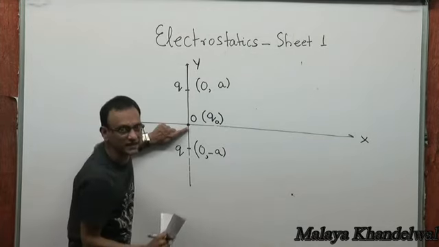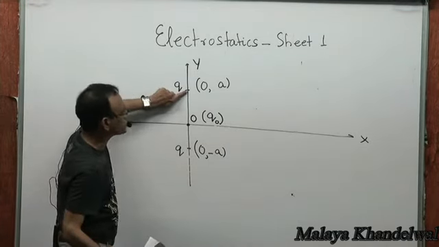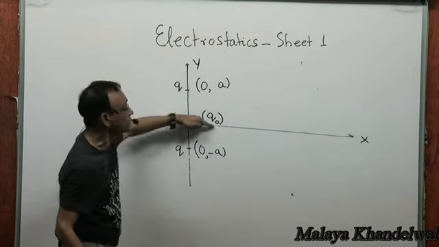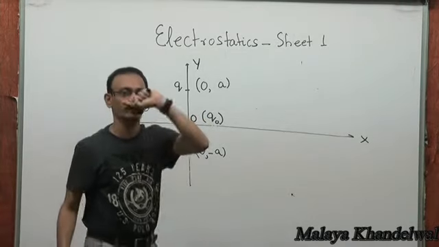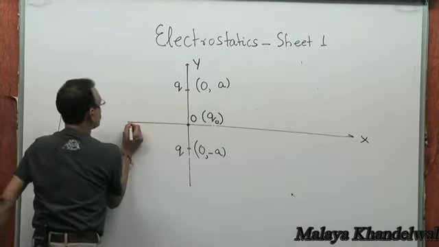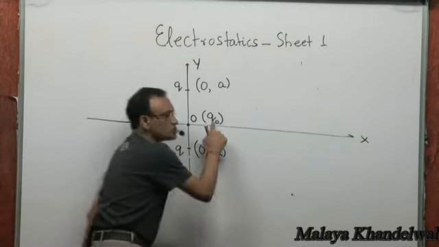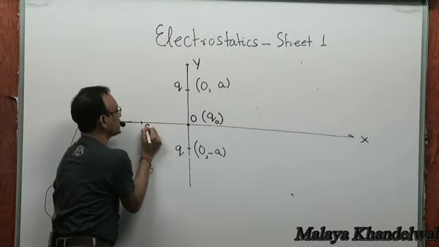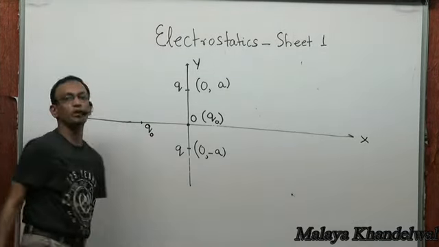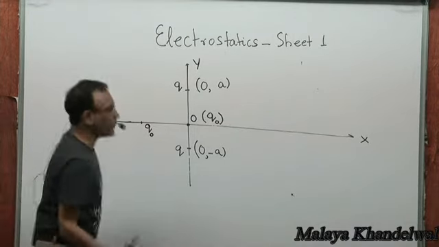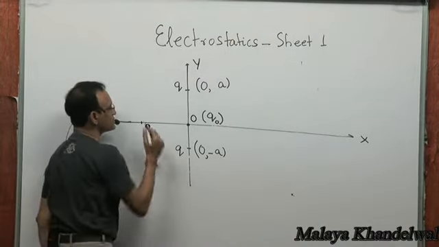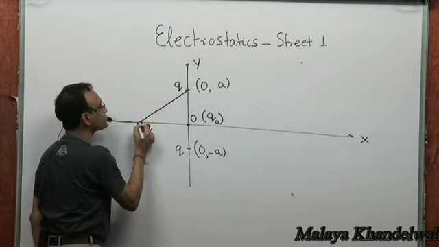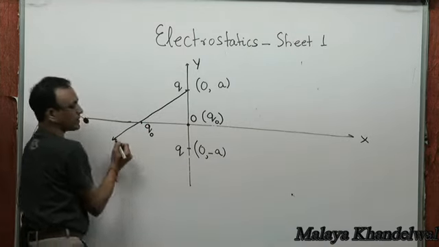Now, initially when it's at the origin, the electrostatic repulsion between this q and this q naught is balanced by the electrostatic repulsion between this q and this q naught, and therefore it is in equilibrium. Now, what's given is this charge q naught is slightly displaced from the origin, brought to this position and released. Once somebody does that, there is electrostatic repulsion between the upper q and q naught. This is the direction of electrostatic repulsion.